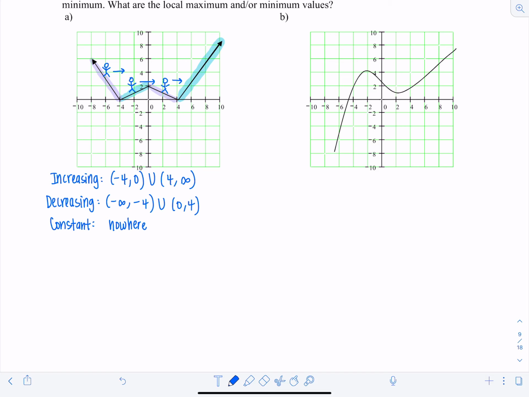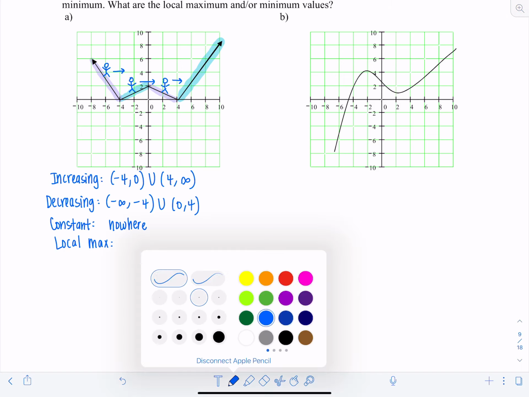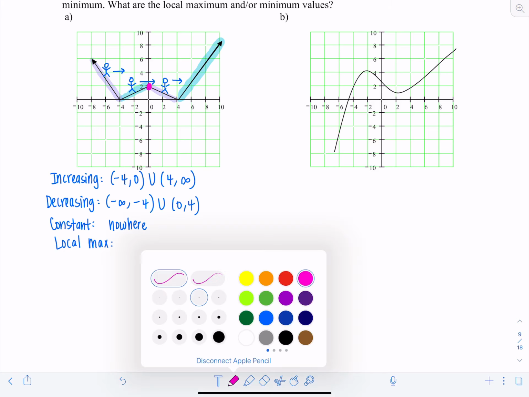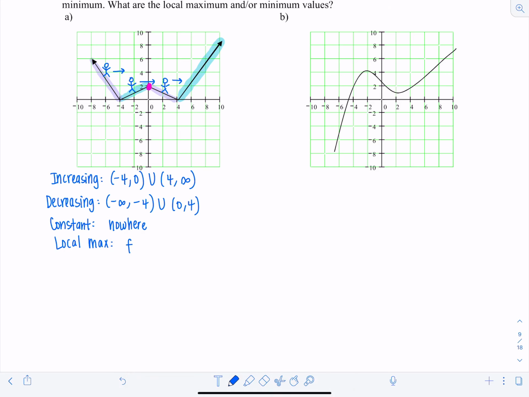Okay. Do we have a local max somewhere? Local max has to be a finite number, okay? A finite function value where it's the largest in an open interval. So I do see a local max. I see one right here. So the local max occurs at 0. Easiest thing is just to say f of 0 equals 2.